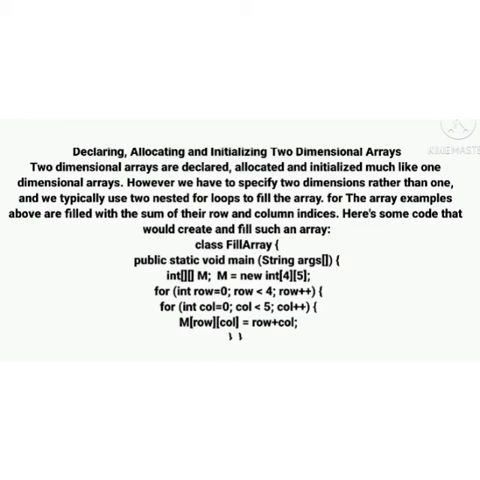Here is some code that we would use to create and fill an array: class FillArray, public static void main(String[] args), int[][] m, where we have taken two square brackets, one for the row and one for the column index. m is equal to new int[4][5]. We have taken two for loops as mentioned. For int row = 0, row < 4, which means we have taken a row size of 4, row++. Next, for column = 0, column < 5, column++. m[row][column] = row + column. So this is the example for the two-dimensional array.